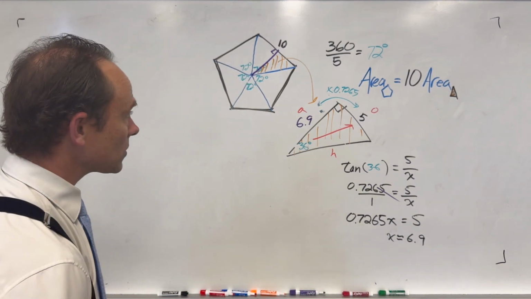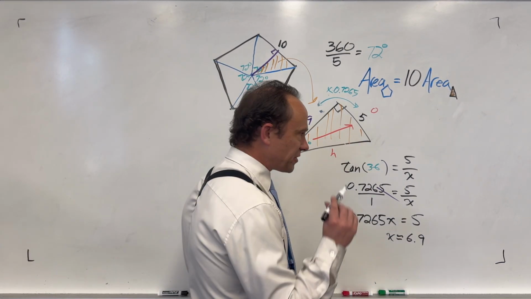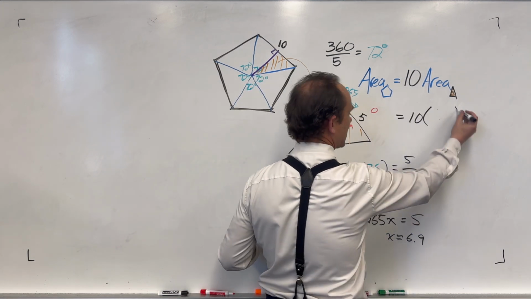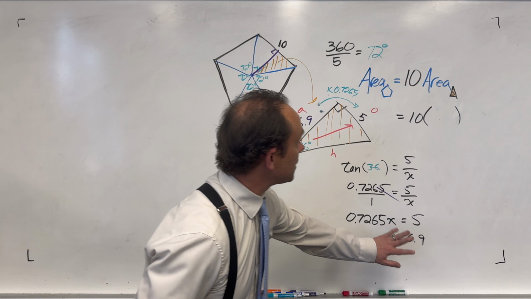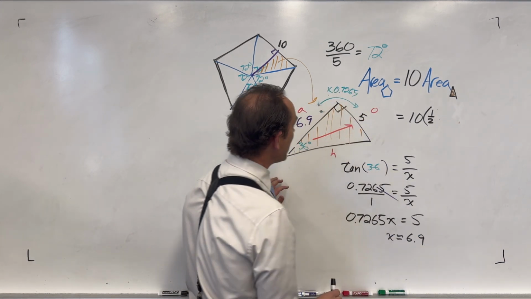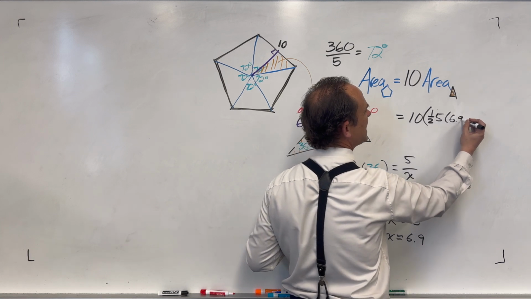All right. Well, we're almost there. We're almost there. I feel another happy dance on the way. So we got 10 times the area of the triangle, which is going to be 1/2 the base times the height. So we're going to go 1/2, 5 times 6.9.